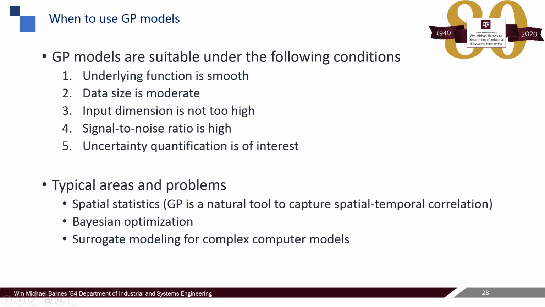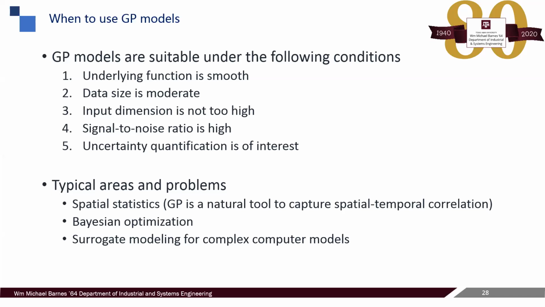Let me finish this slide and then go back to your question. So 5 conditions. The first one is that the underlying function is smooth. The second one, data size has to be moderate. We cannot handle too many data points. The third one, the input dimension is not too high. There is also some intrinsic reason, both theoretical and computational, so input dimension should not be too high.